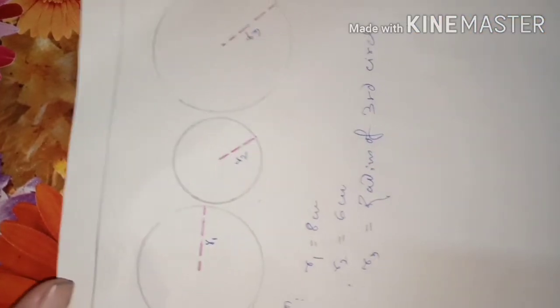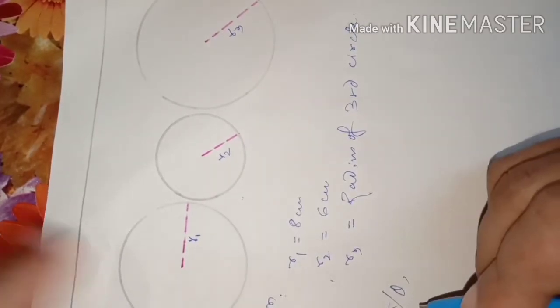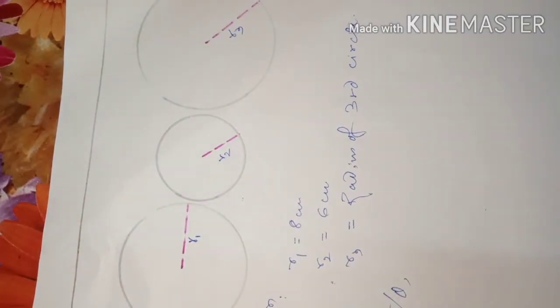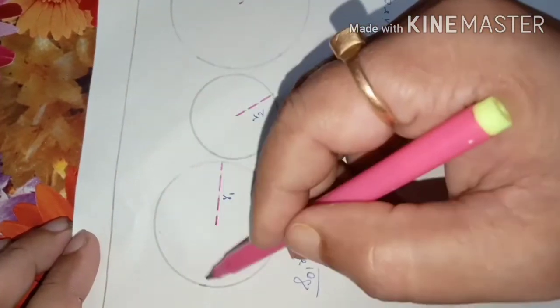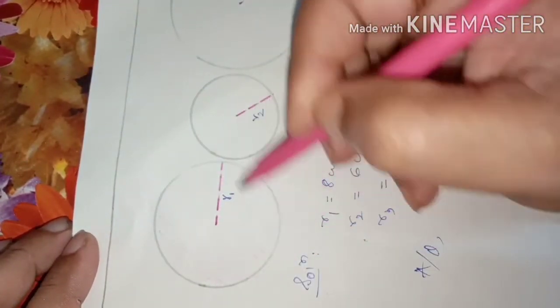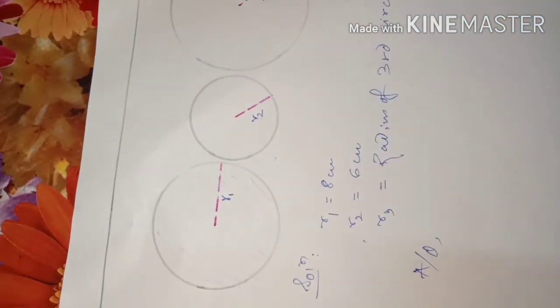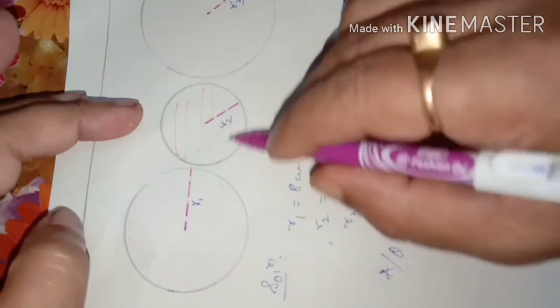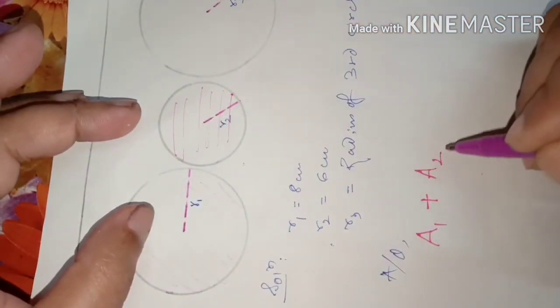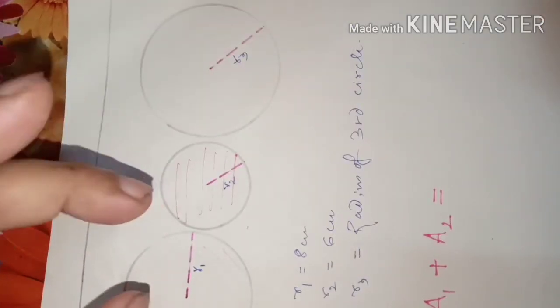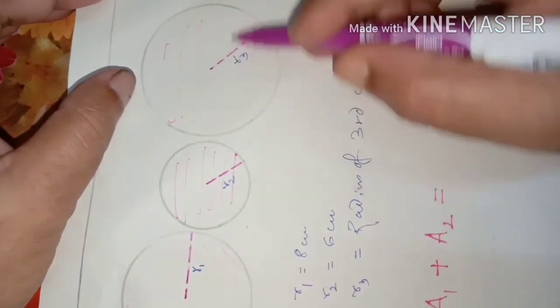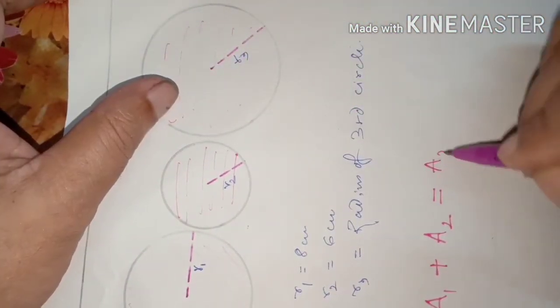According to the question, this time the area of the first circle, area meaning, as I already told you, the inside portion, the space, the region occupied by the circle. Suppose that is A1, plus A2, the area of the second circle, is equal to the sum of the areas of the two circles, which is equal to the area of the third circle, that means this is bigger. So that is A3.